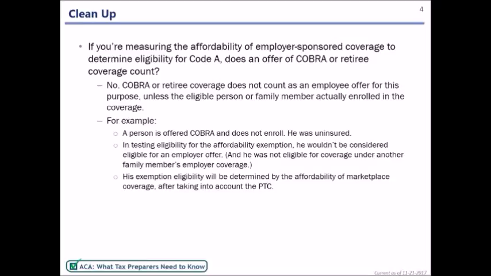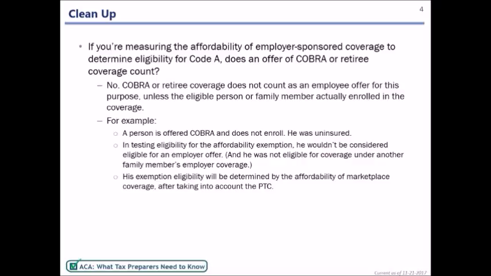So for example, if a person is offered COBRA, it's very expensive, and so they didn't enroll. And they just didn't enroll in any coverage, and so remained uninsured for the year. If we're testing eligibility for the affordability exemption, that person is not going to be considered eligible for an employer offer, even though they had that offer of COBRA. And that's because COBRA and retiree coverage are treated differently than regular employer coverage. So assuming that person was also not eligible for other employer coverage, then we can move on to the marketplace affordability part of the Code A exemption.